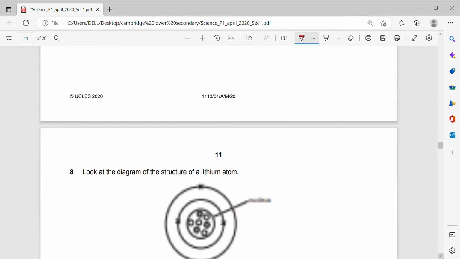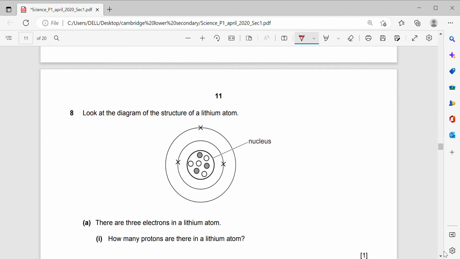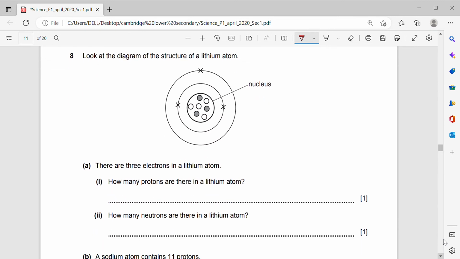Great. Next question. Look at the diagram of the structure of a lithium atom. There are 3 electrons in a lithium atom. How many protons are there in a lithium atom? It's mentioned here we have 3 electrons. So the number of electrons is equal to 3. How many protons?